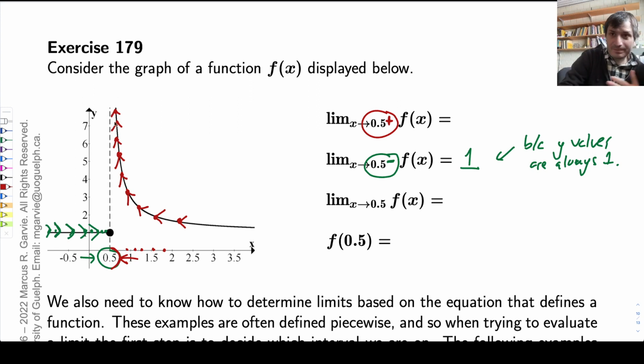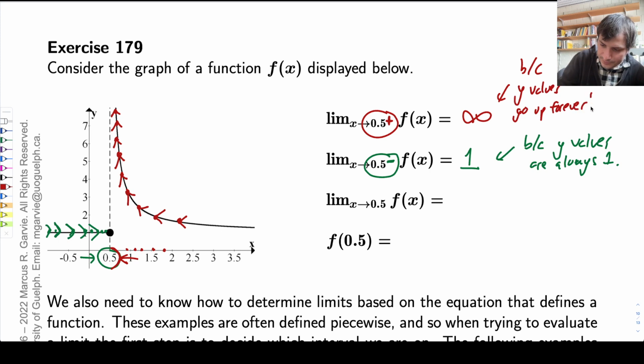They go up forever. There's no limit they reach. They don't stop at 8 or something. They go up forever and ever. That's why this limit is infinity. And you could say because y values go up forever. So the limit from the right is infinity. The limit from the left is 1. That's really all of the interpretations of the picture.